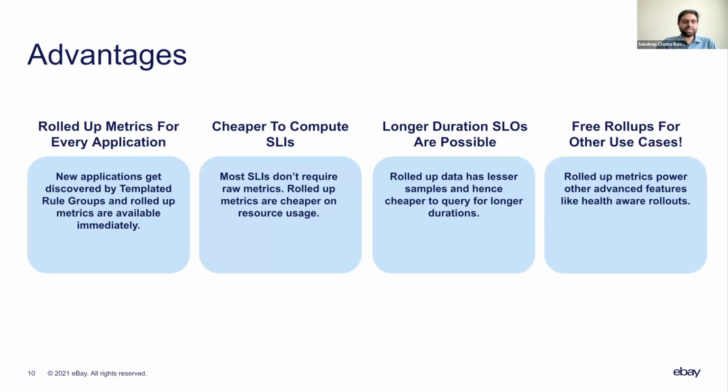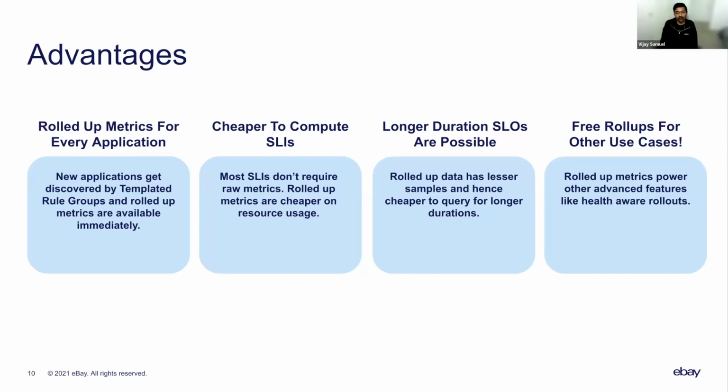In eBay, we compute SLIs over 7-day, 30-day, 90-day, and at times even longer durations. And as we know, rolled up metrics have much fewer samples. So computing SLI over longer durations is significantly cheaper when compared to the raw metrics. And the rolled up data is available for any other use case for free. So we use it in many other places. One such example is health-aware rollout, where the rollouts are automatically handled by our system. And if it notices any significant change in the golden signals, then we automatically roll back the code.